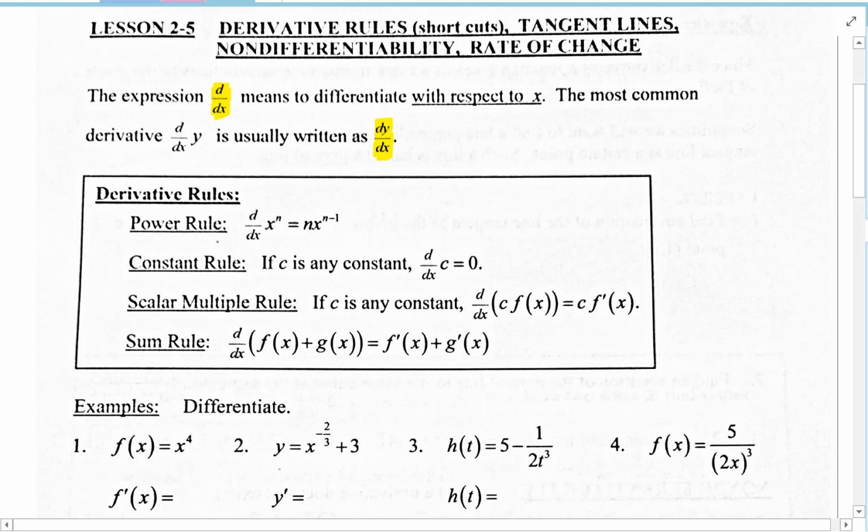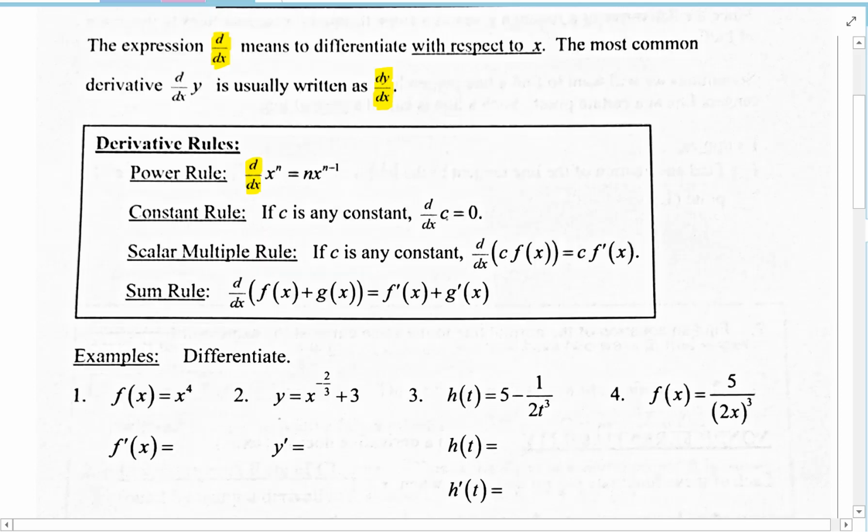So the power rule states that when we differentiate anything to a power, we can pop down, power down, x to the n. So we pop this n down and multiply it by the coefficient that x has. So here it's 1, n times x, and then we subtract 1 from that power. The derivative of any constant, any number, is 0.